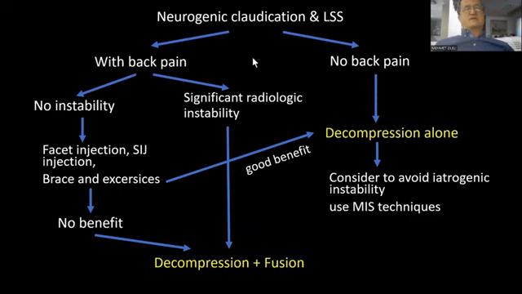If the patient has no back pain, decompression alone you may certainly choose. If the patient has back pain, you must search for significant radiological instability. If not, facet injections, sacroiliac joint injections, brace and exercises. If no benefit, you can go to fusion. So fusion indications are in certain conditions.